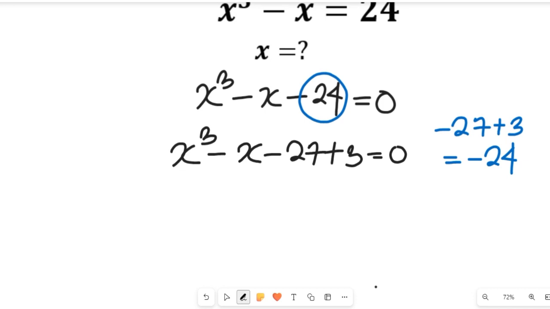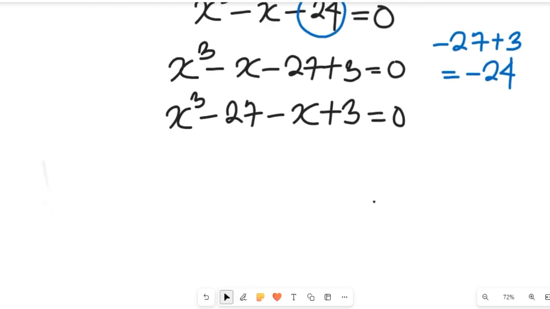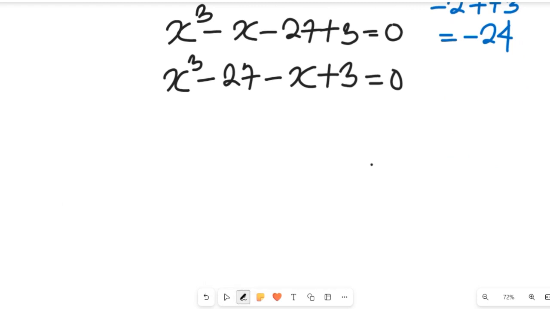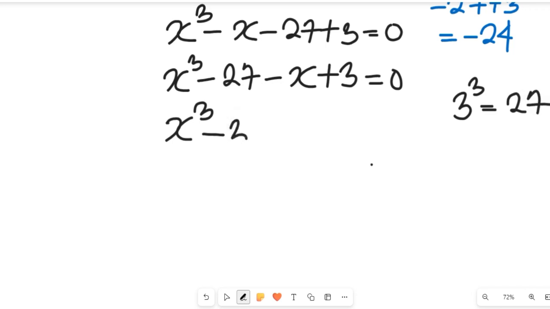Now, having done this, we can say x to the power of 3 minus 27 minus x plus 3 will be equal to 0. So let's simplify this further. Remember that 3 to the power of 3 is equal to 27. So we'll replace that. That will give us 3 to the power of 3 minus x plus 3, and this will be equal to 0.